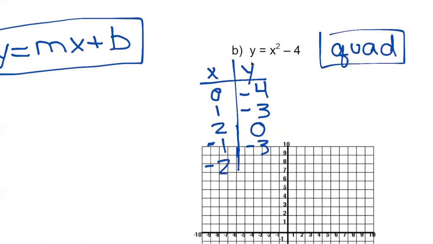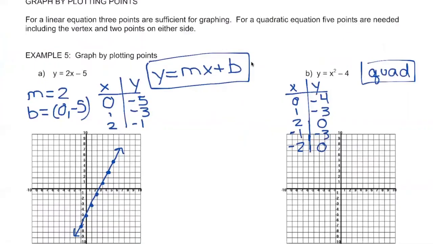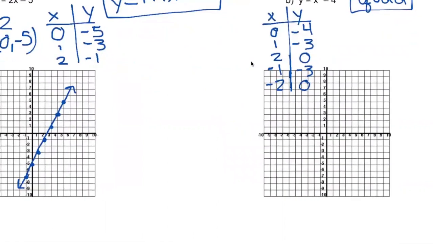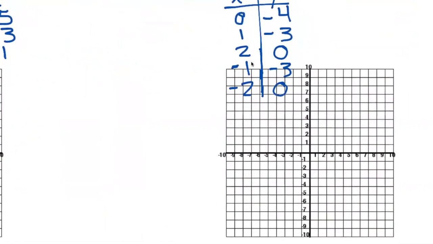You plug in negative 2, negative 2 squared minus 4. Negative 2 squared is 4. 4 minus 4 is 0. So there's a table. I'll also show you how to graph it with that one. So we've got 0, negative 4, 1, negative 3, 2, 0, negative 1, negative 3, negative 2, 0. And that is our U shape.